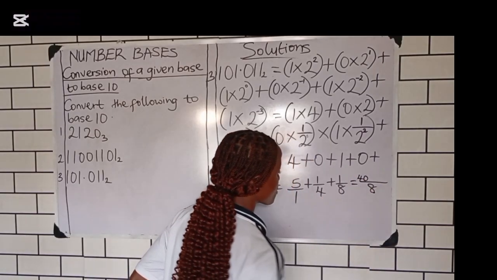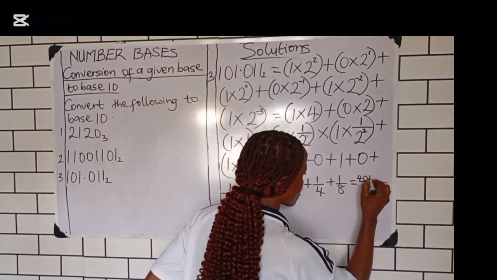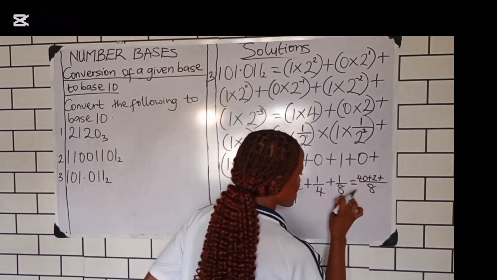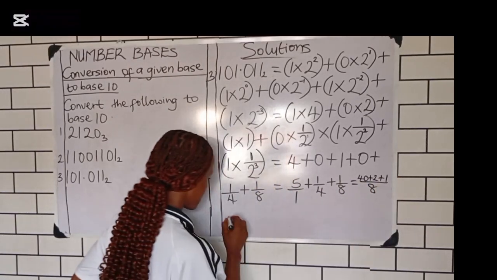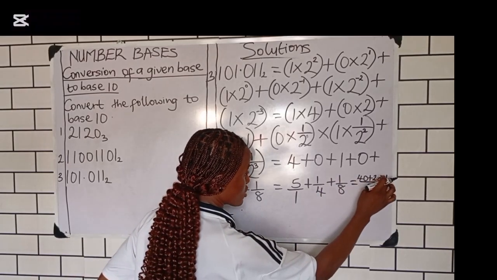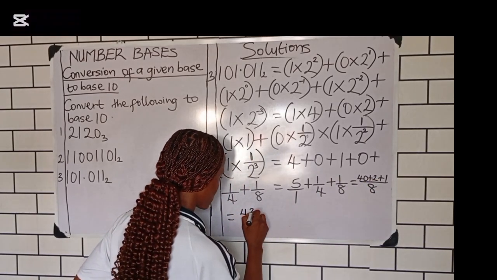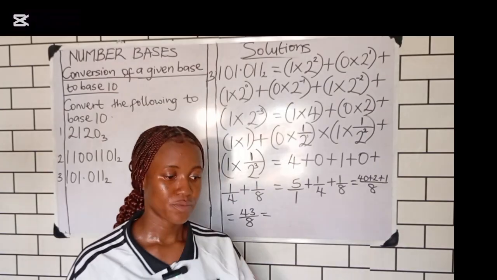4 divide 8 here will give us 2. 2 times 1 here will give us 2. 8 divide itself will give us 1. 1 times 1 here will give us 1. Therefore, what we are going to have here is 40 plus 2 plus 1 here will give us 43 over 8.